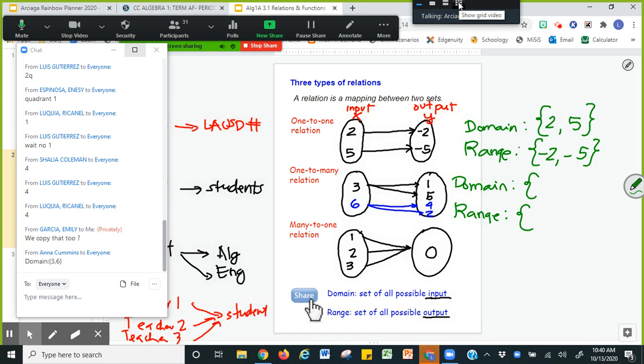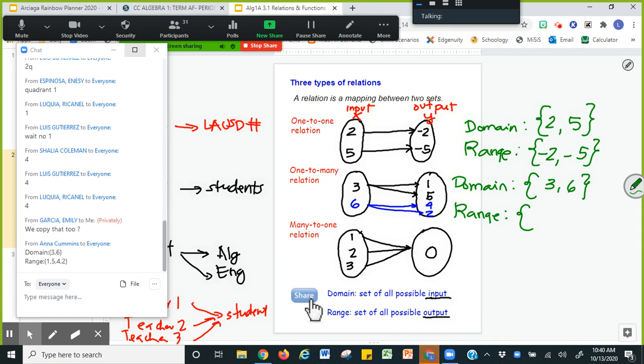Domain for Anna said 3 and 6. That's great. For range, 1542. That's great. So you can list them down in any order if you want to arrange them. You can also do that. Thank you, Anna. Next, for the many to one relation, what's a domain and what's the range?